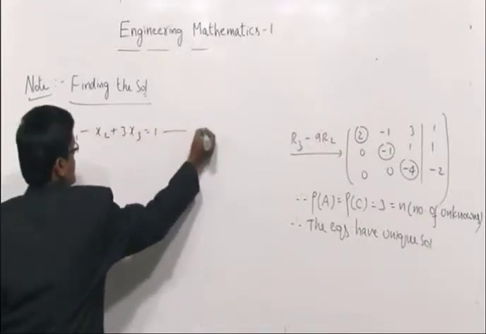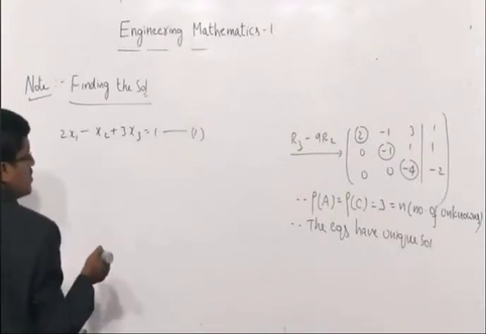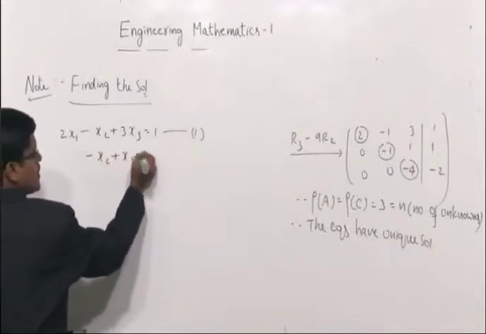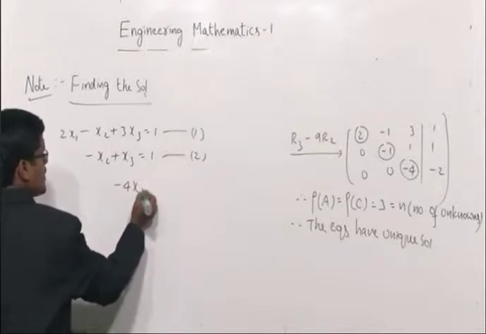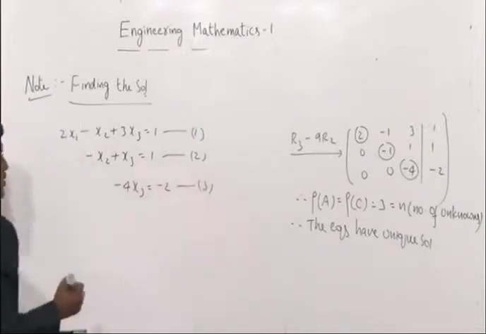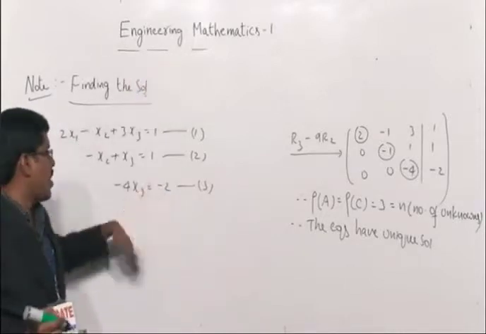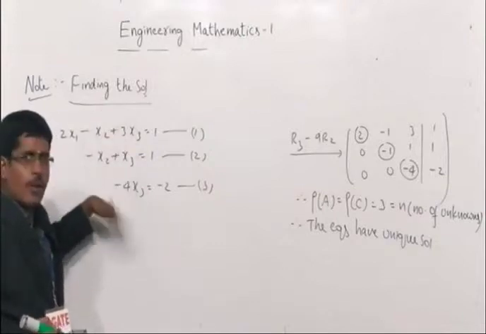Say equation 1. The second row gives the second equation, equivalent to the given equation: minus x2 plus x3 is equal to 1. The last one is minus 4x3 is equal to minus 2. Equation 3. Okay. Now I told you the solution variables are found by backward substitution. That means from the last equation onwards you will get the unknowns one by one.